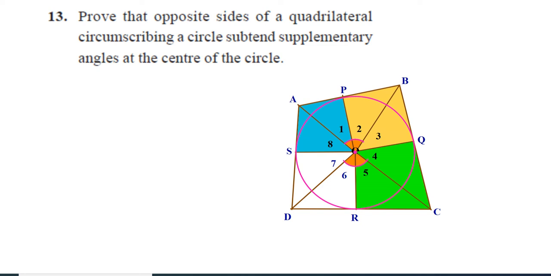So opposite sides subtending angles at the center are supplementary. So all the questions are over.